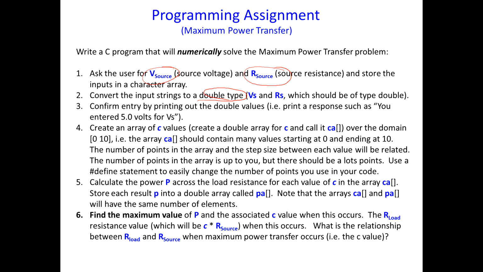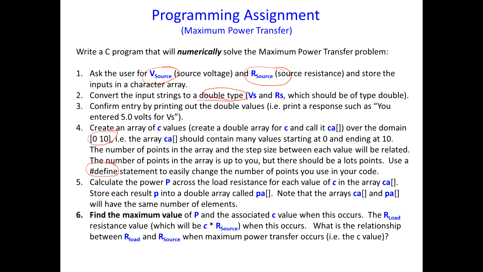Okay, all right. Now, just like was done for that polynomial, you need to create an array that will store all the C values. Okay, so you need to generate C values over the domain, or between the values of 0 and 10. Okay, now the number of points you put in the array and the step sizes between them are up to you. Okay, so use a define statement that we did before, like endpoints was 800. Okay, so you can easily change the number of points that you're plotting.